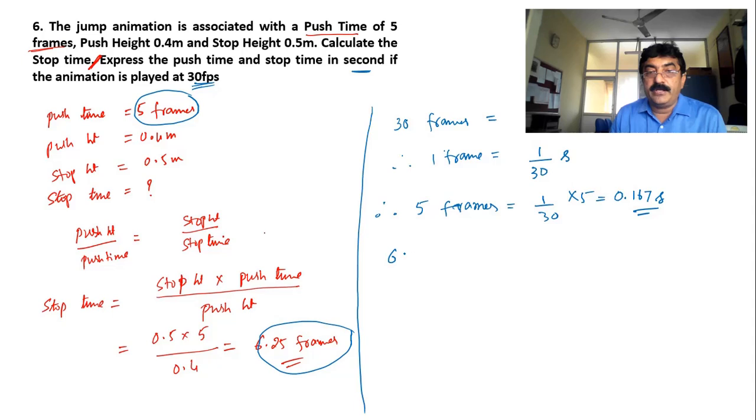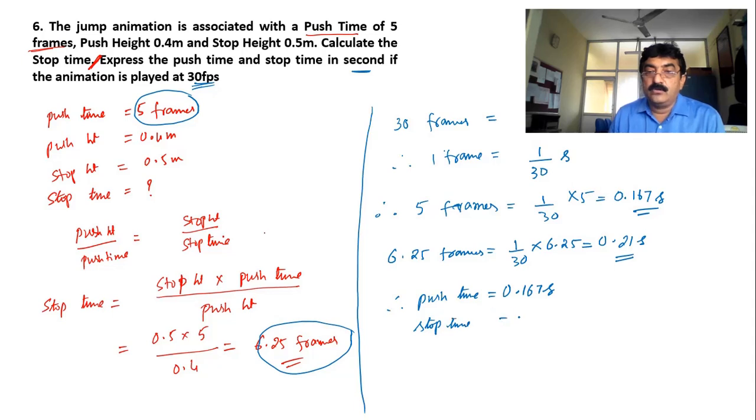Similarly, 6.25 frames is equal to 1 by 30 into 6.25. How much is it? 6.25 divided by 30, that is 0.21 second. So this is the stop time. Therefore push time is equal to 0.167 second. Stop time is equal to 0.21 seconds. So that's all about this question.